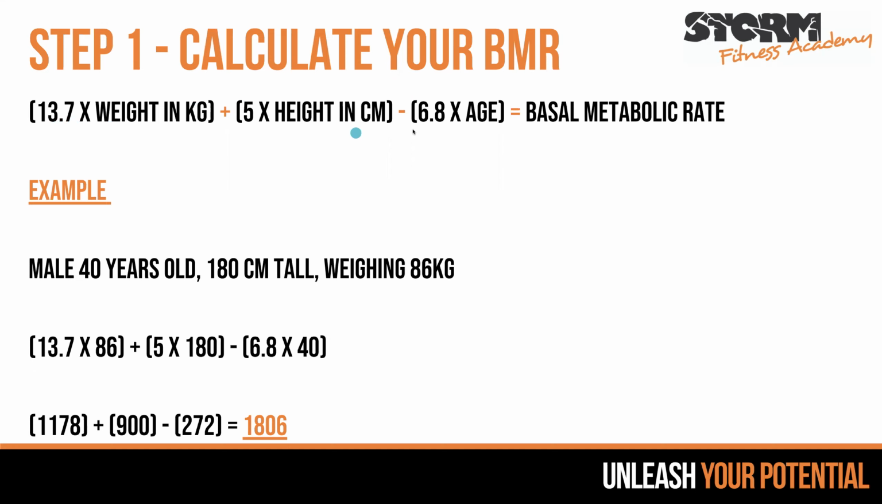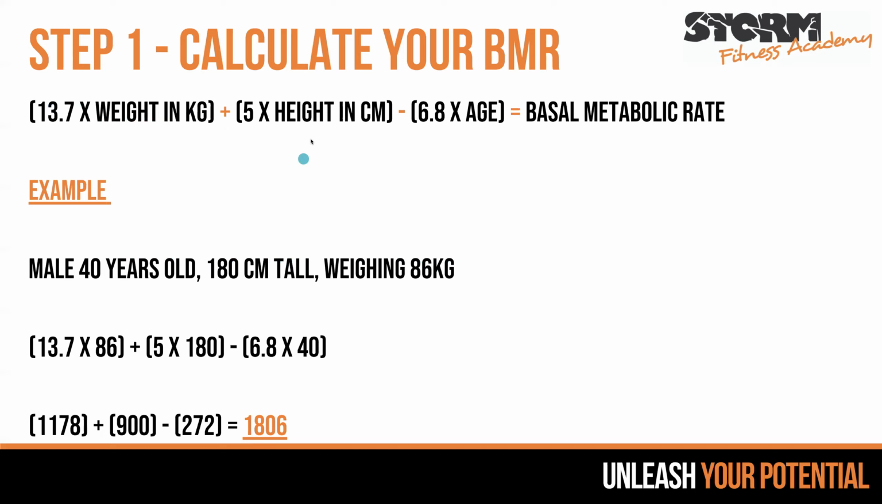Now, at first glance, this is going to look a bit tricky, but all we do is just break it up. We just do the bits in the brackets first. So you can see in the first part of the equation, it says 13.7 times weight in kilos. So obviously you need to know your client's weight. Now I've got an example here, a male who's 40 years old, 180 centimeters tall, weighing 86 kilos. So that first part of the equation for me is 13.7 times 86, because that's their weight in kilos.